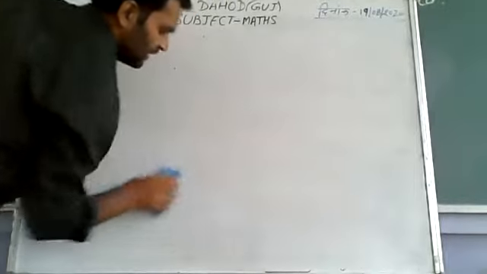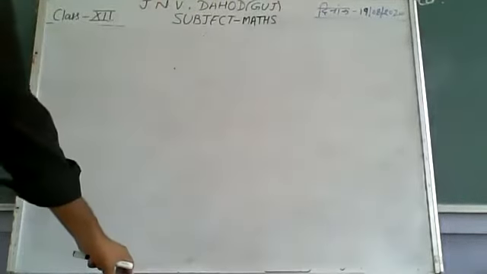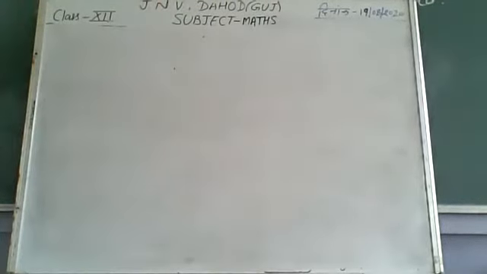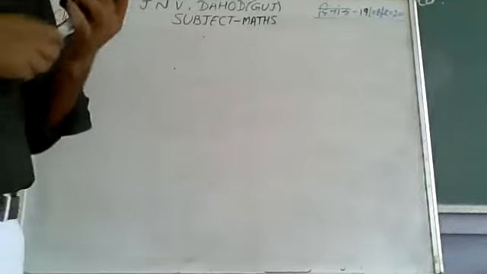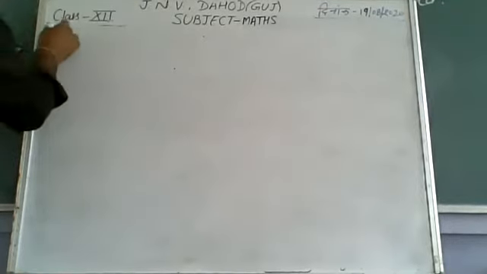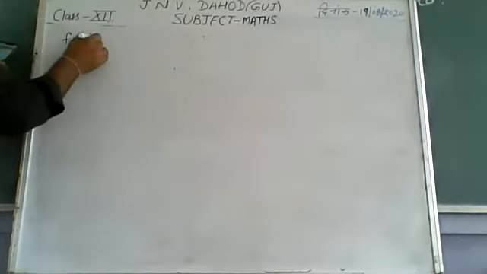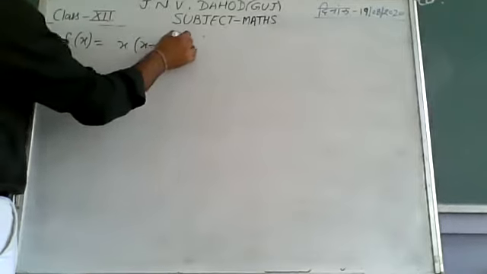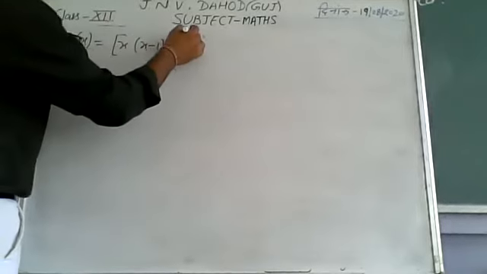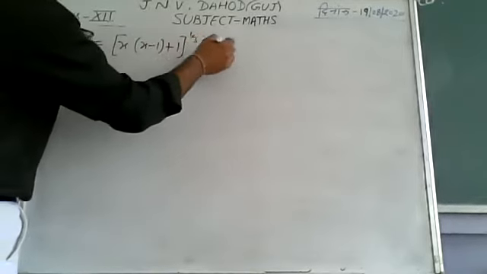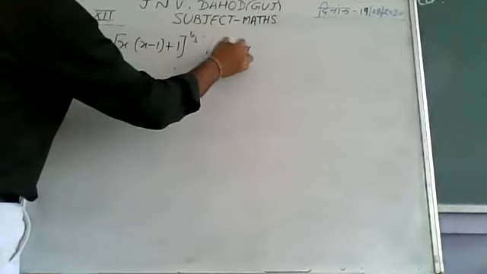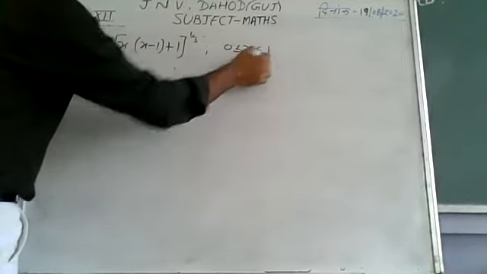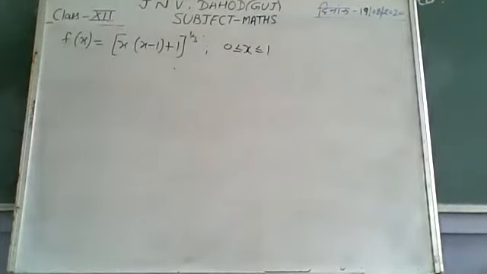Okay, the question is: the maximum value of the function, where the function is given as x into (x minus 1 plus 1) to the power 1 upon 3, where x lies in the interval 0 to 1. So find the maximum value of the function.